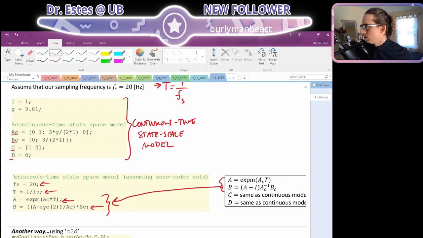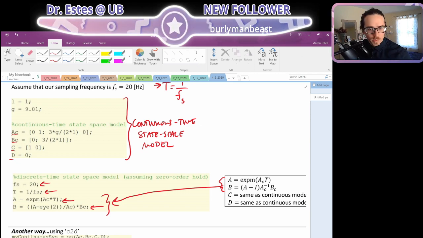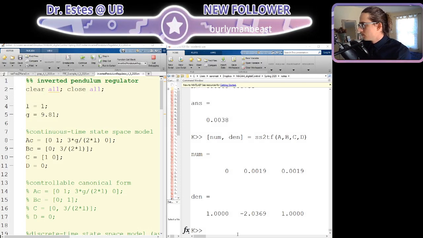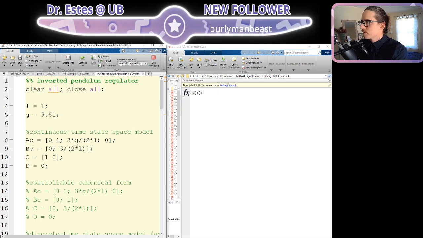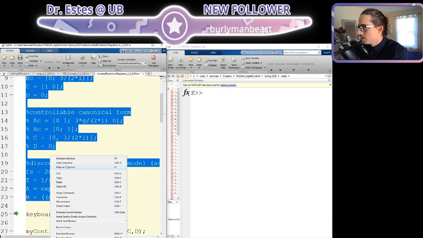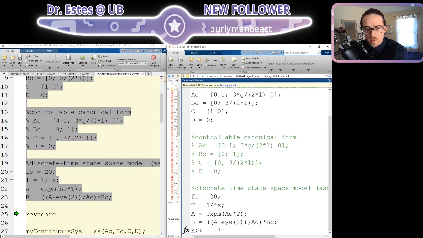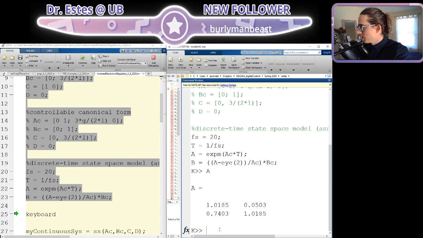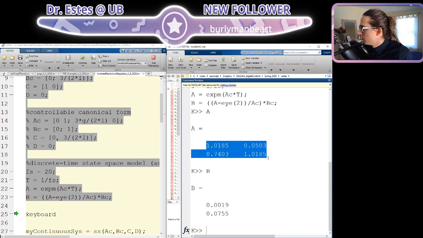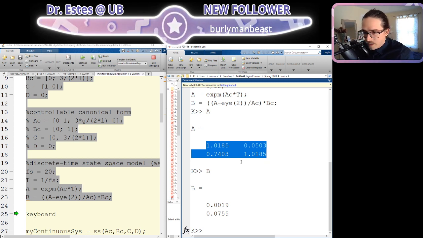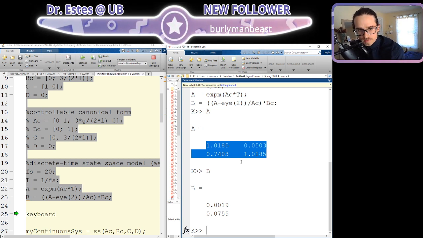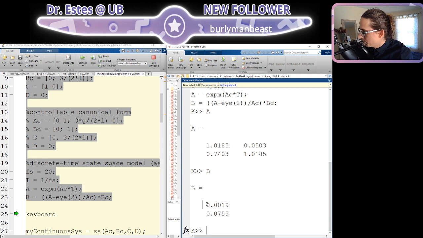So why don't we go to Matlab and show that real quick. Let's clear this. So I'm going to run this segment of code. All right, so what does A turn out to be? And B? So it's going to be the same size, a 2 by 2. If you take the matrix exponential of a matrix, you get back a matrix of the same size. B matrix is 2 by 1.